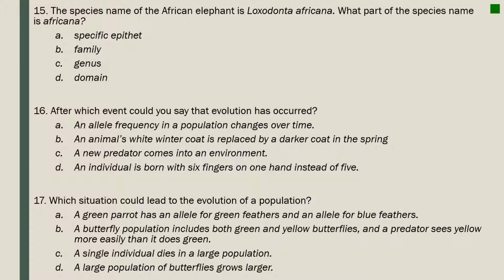17. Which situation could lead to the evolution of a population? A. A green parrot has an allele for green feathers and an allele for blue feathers. B. A butterfly population includes both green and yellow butterflies, and a predator sees yellow more easily than it does green. C. A single individual dies in a large population. D. A large population of butterflies grows larger.